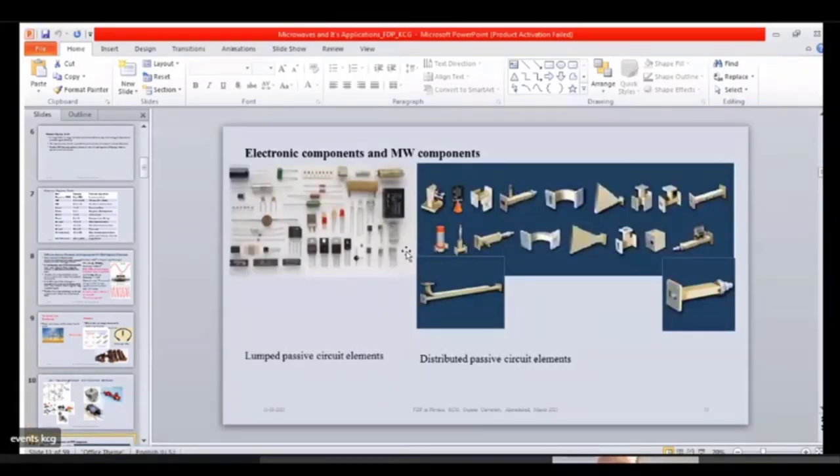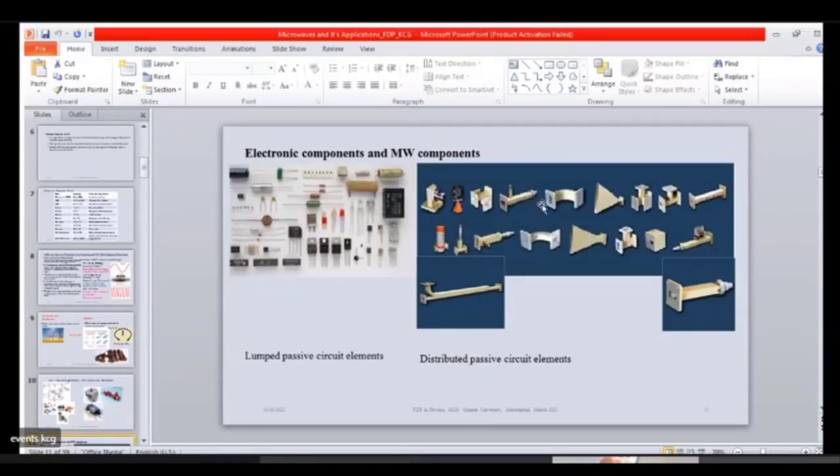And what about the passive components, right? Low frequency circuits use this type of components: transistors, resistors, capacitors, right? Diodes, some ICs, low frequency integrated circuits, and all these things, right? But microwave circuits cannot use this type of devices. Some special type of devices are used. And these devices are known as the microwave passive components. Here I have shown some waveguide devices, right?